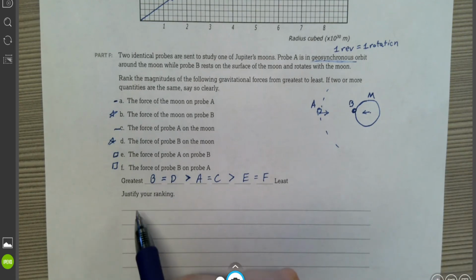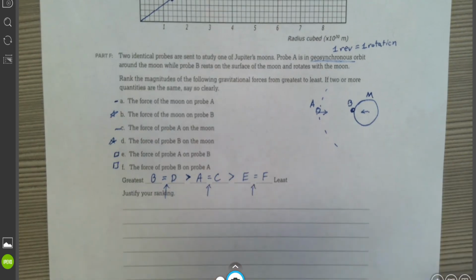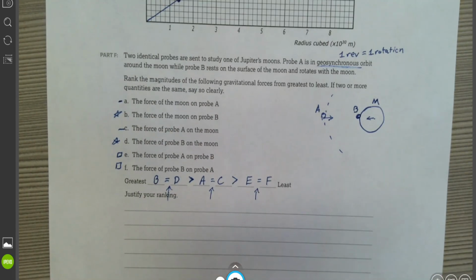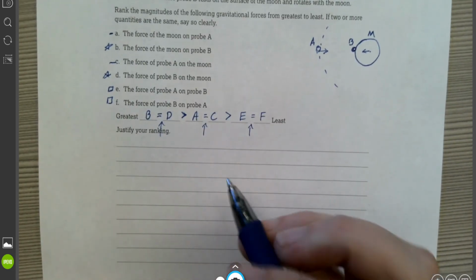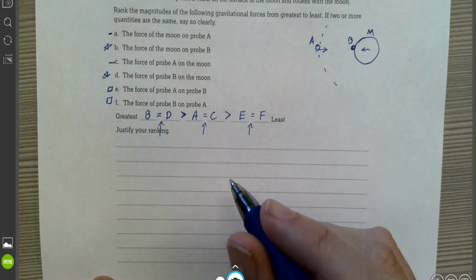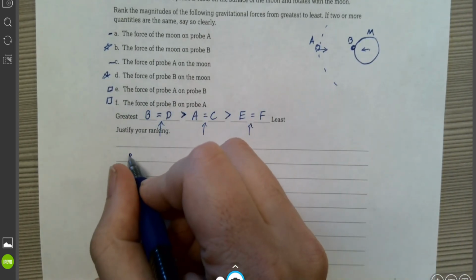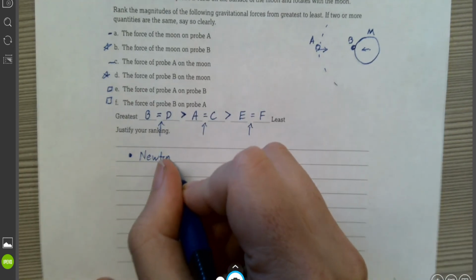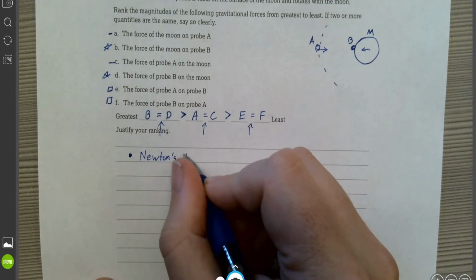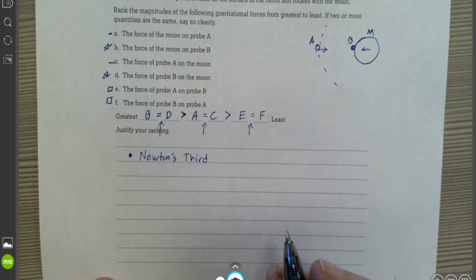So to justify your ranking, you're going to have to justify why you set these three things equal to each other. And you know I don't like writing these out for you, because if I write them, then you'll just write them the exact same. So here's what I want you to do. In order to justify your thinking, for these three things, I need you to specifically think about Newton's third law, because Newton's third law is a great way to describe the justification for them to be equal to each other.